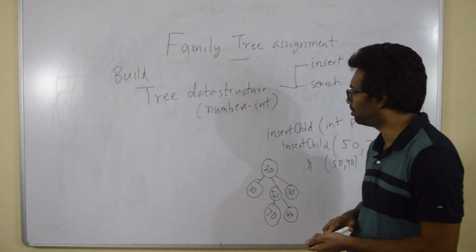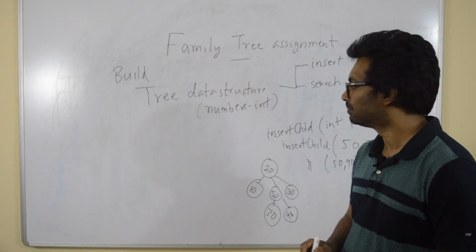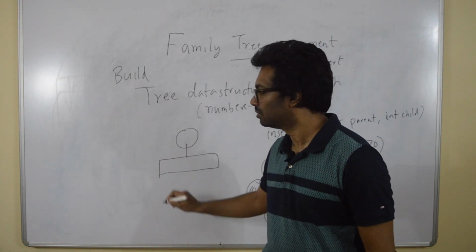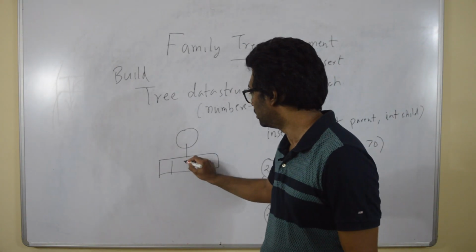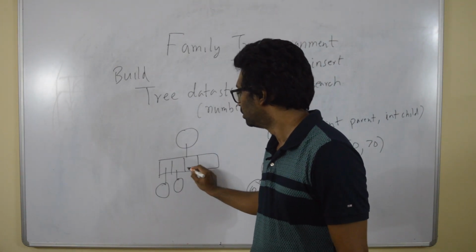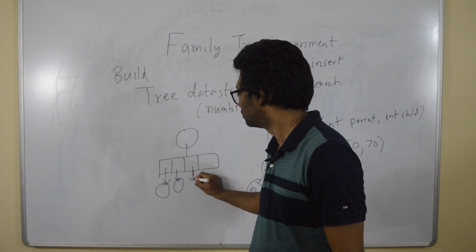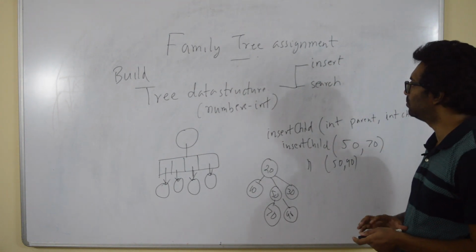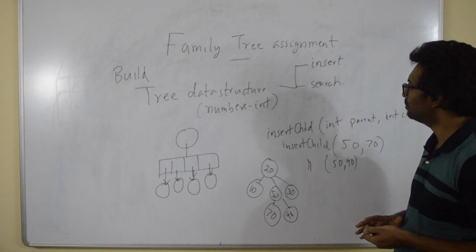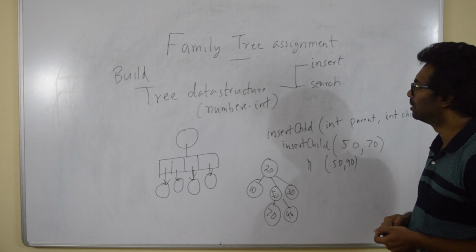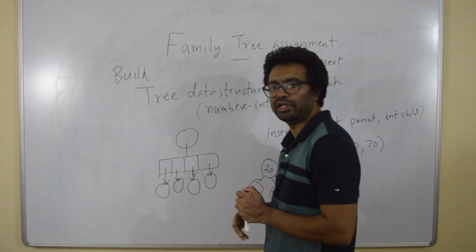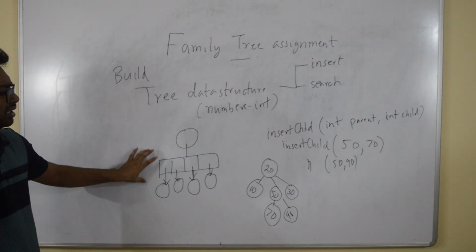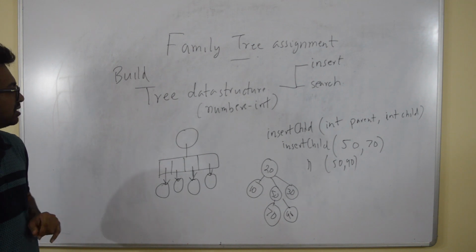So how will you implement the child? The child will be a list, right? There will be a node, and the node will contain a list of children, right? These will all be pointing to children, right? It's going to be like this, and that's all. This is how your data structure is going to be.